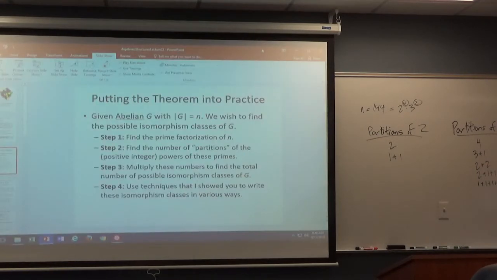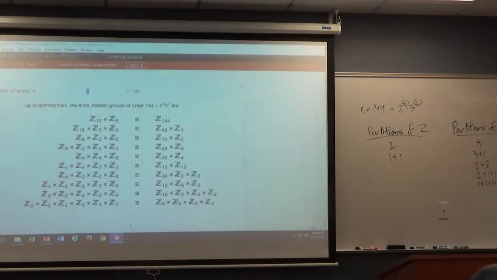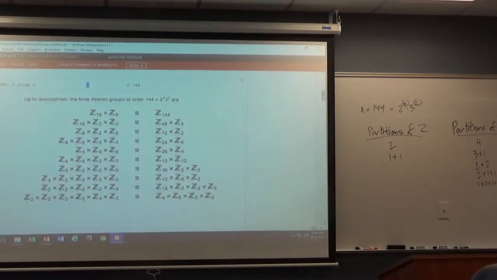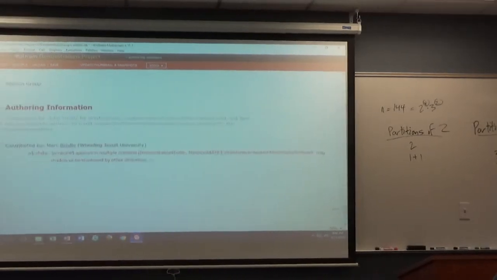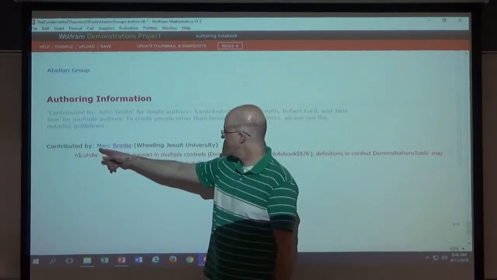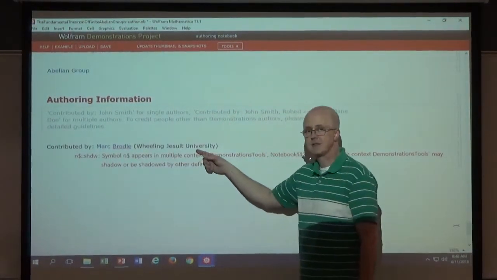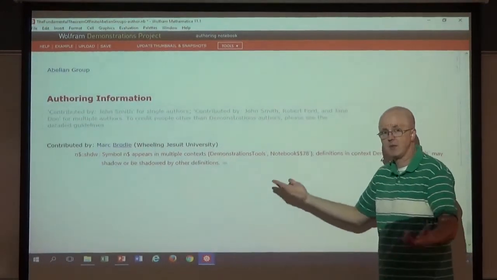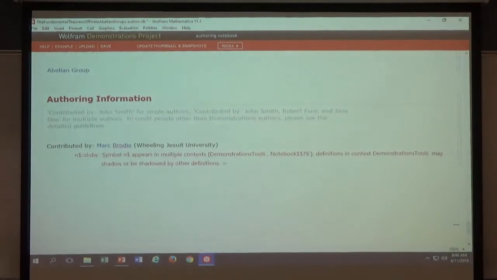So again, I got this off the Wolfram Demonstrations Project. It's not my code. I will give credit to the person who created this. Go down at the bottom of the notebook here. The author's name, if you want to zoom in there, is Mark Brody from Wheeling Jesuit University. That's the person who created this code, but it was on the Wolfram Demonstrations Project. It's something that can be downloaded.